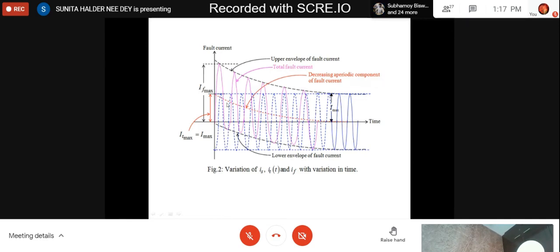Why is it required? If we want to disconnect the circuit at this time, I am drawing a vertical line. Say at, the line has dented to some extent.